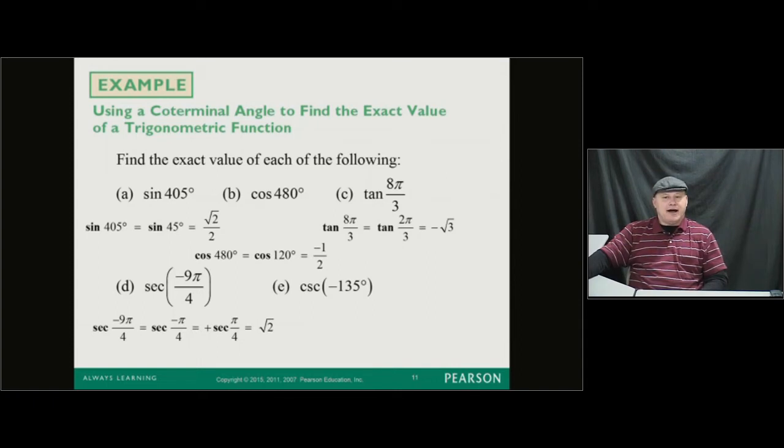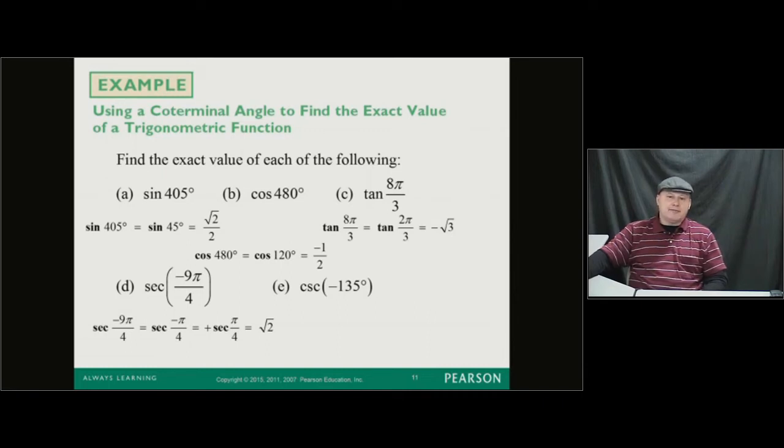And if I add 2 pi, well, 2 pi is the same thing as 8 pi over 4. And then I added negative 9 pi over 4 plus 8 pi over 4, also known as 2 pi, and I got negative pi over 4. So taking the secant of negative 9 pi over 4 is the same as taking the secant of negative pi over 4. And at this point, this is all we know, okay?